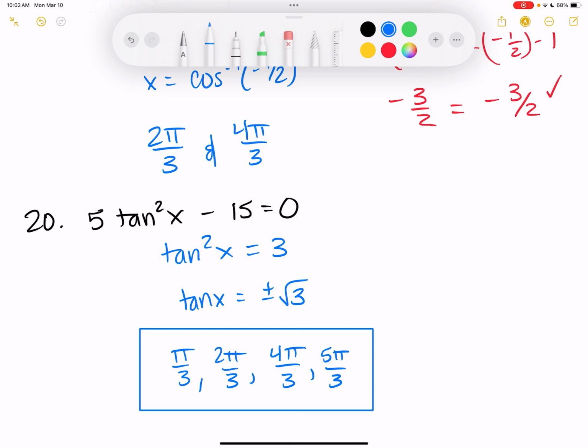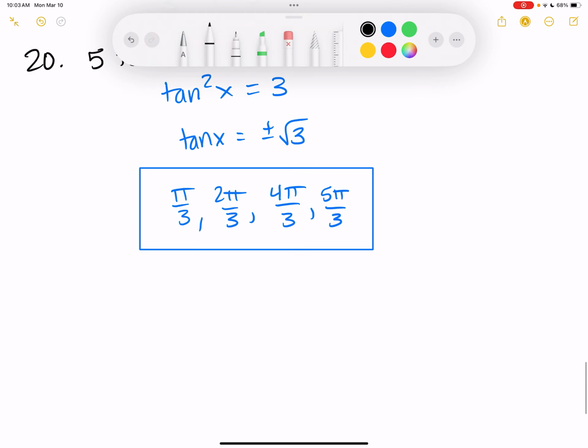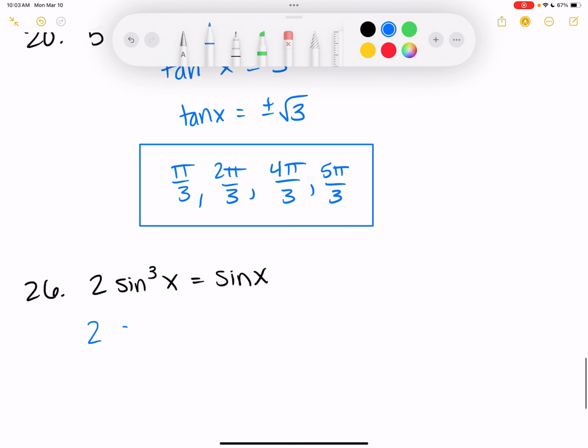All right, this is back to general 26. 2 sine cubed of x equals sine of x. Any ideas, if I have something like this, what I might need to do? Set equal to 0. Okay, how do I do that? Minus sine x. So it's 2 sine cubed of x minus sine of x.